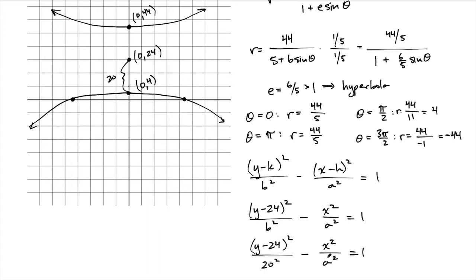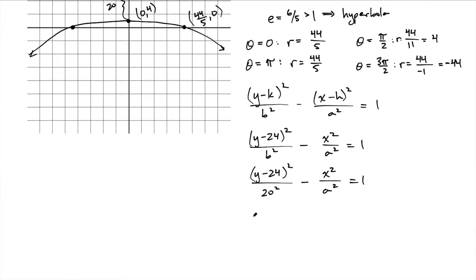Finally, I need to get a, and I can use another point to get that. And to get that, x can't be 0, otherwise it would cancel this term out. But I do have these points here. And so I'm going to go ahead and use this point right here, which was at 44 fifths, comma, 0. And so we can plug that in for x and y, and then solve for a. So let's go ahead and do that. We have 0 minus 24 squared over 20 squared minus x is 44 fifths, so 44 fifths squared over a squared equals 1.